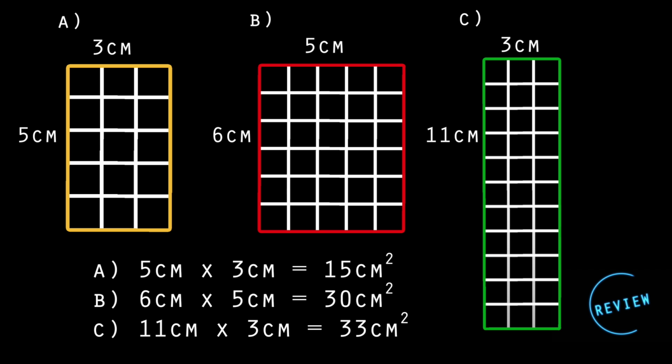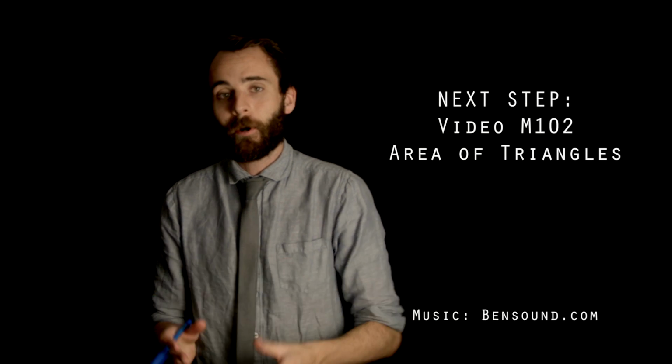It's really easy just to say, well, 11 times 3 is 33 and forget the centimeters squared. But it's important to say how big these little squares are. And if we're dealing with centimeters in our lengths, we're probably dealing with centimeters squared in our area. So how'd you do? If you got all 3, absolutely fantastic. You can probably move on to the next step, which is looking at the area of triangles.